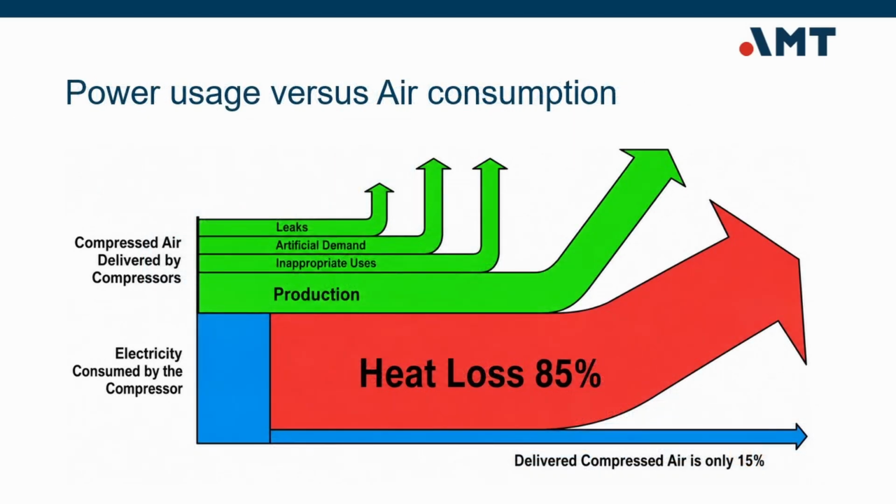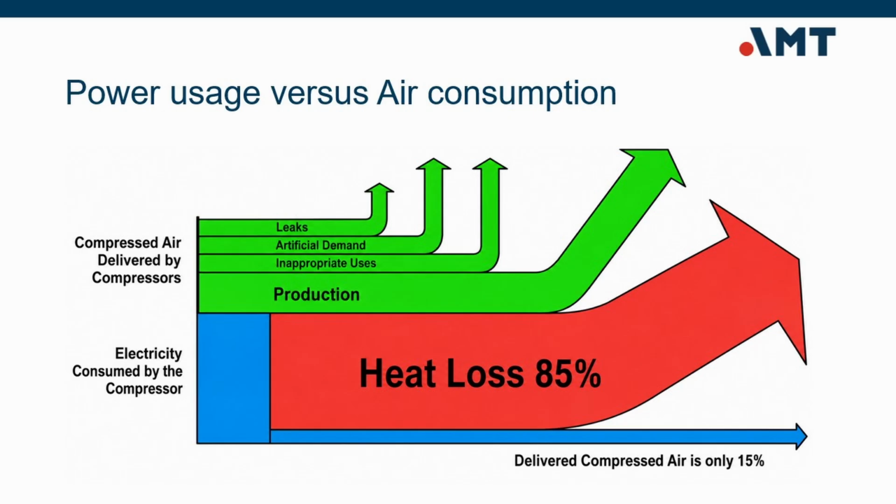This slide shows one of the most important relationships in compressed air systems. Power usage does not always match useful air consumption. If you look at the bottom of the graphic, you will see that when we consume electricity in a compressor, roughly 85% of that energy becomes heat. Only 15% becomes usable compressed air energy. That means compressed air starts off with a major efficiency disadvantage.